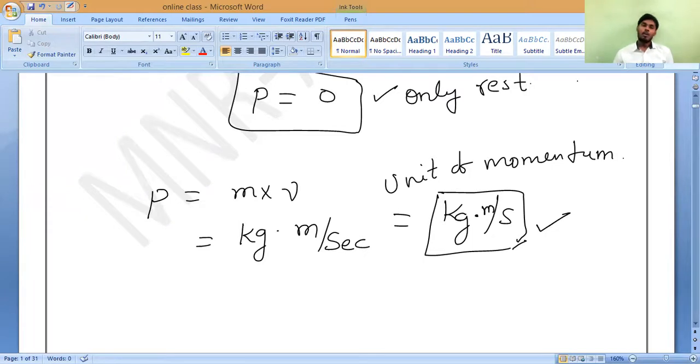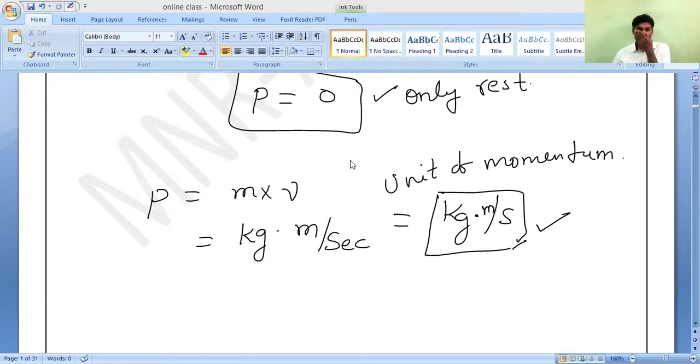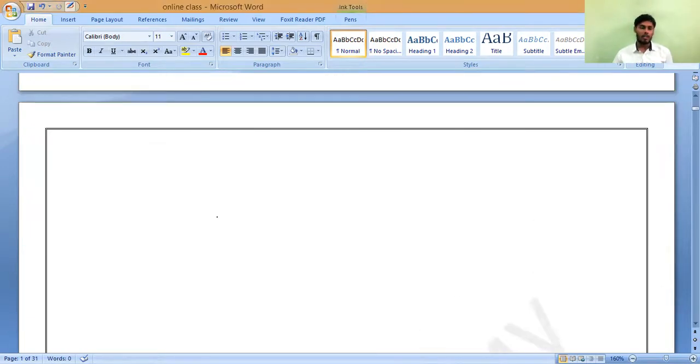Yes, Pradosh, have you joined? Pradosh has not yet joined. Darun joined. Darun, are you understanding? Tamil Selvan? So this is what we call momentum. If you understand this, then we'll continue today.